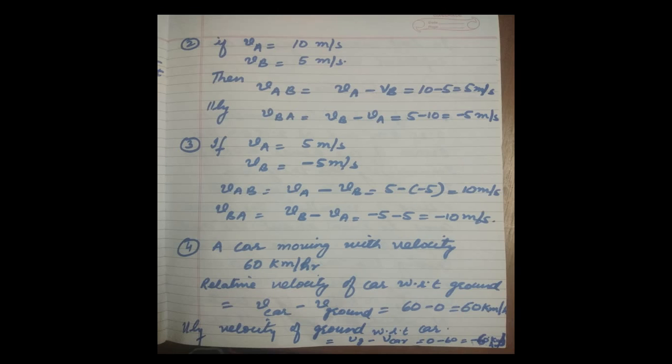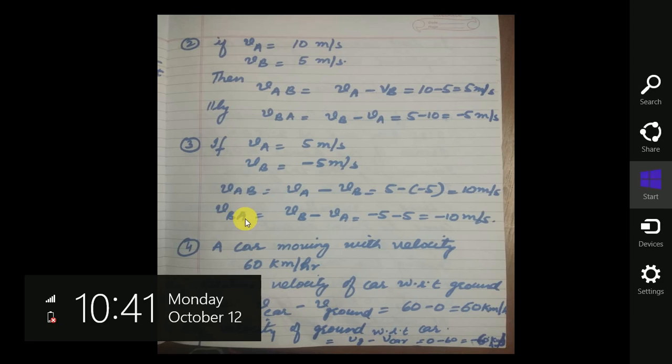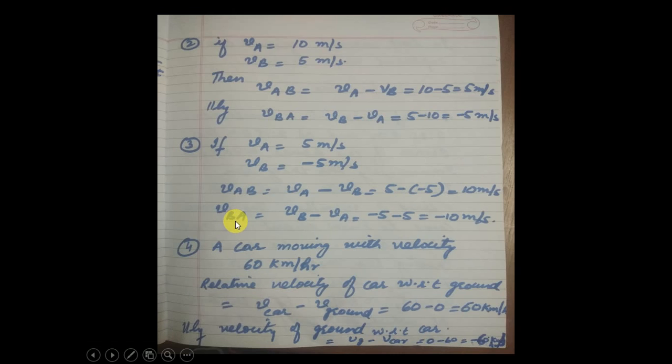Then if one of the objects is observing the second object, the second object must appear to be moving much faster, compared to an observer who is at rest. Similarly, if object A is observing B, then obviously it would appear that object B is moving in the opposite direction.